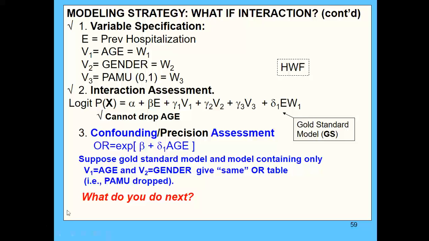What do you do next? This is sort of the last line in today, and I'll start with it next time. What do you do next? Well, what did we do before when we had no interaction? Once we decided on confounding, we then looked at precision to see whether we could gain precision. Well, look what I show you on the next slide.